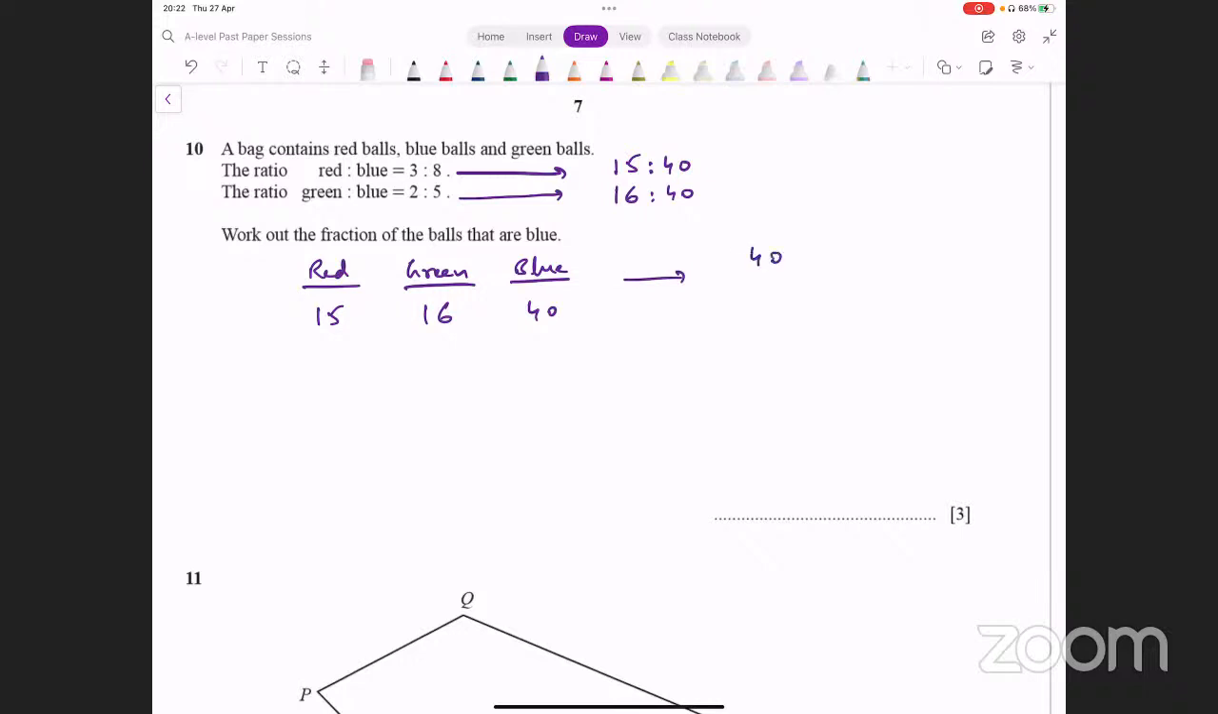40 balls are blue, right? Out of how many? 40 plus 15 plus 16. So 40 over 15 plus 16 plus 40. Yeah, देख लें क्या आता है. It's going to be 40 divided by 71, right? 40 plus 31, which is 71. So 40 over 71. This is the fraction of the balls that is blue. इसको simplify आप नहीं कर सकते, so you just write it as it is, 40 over 71.